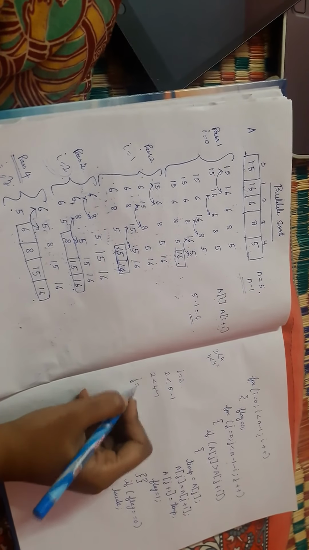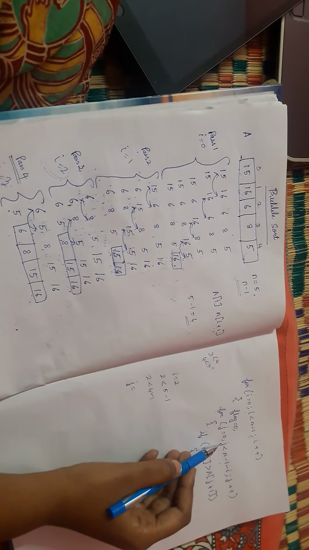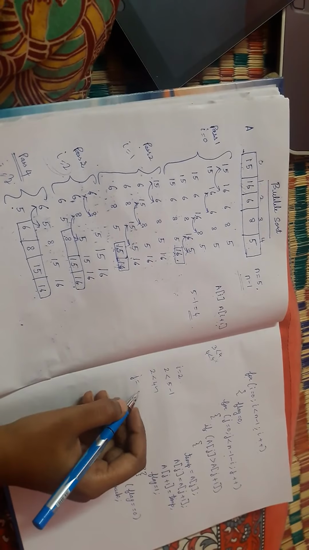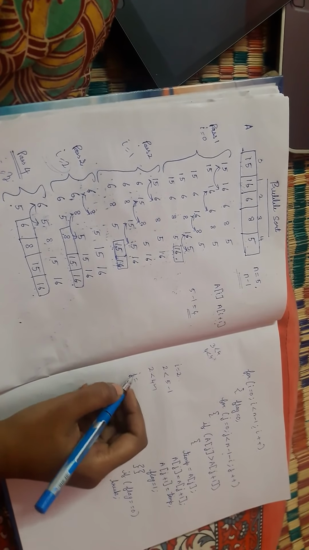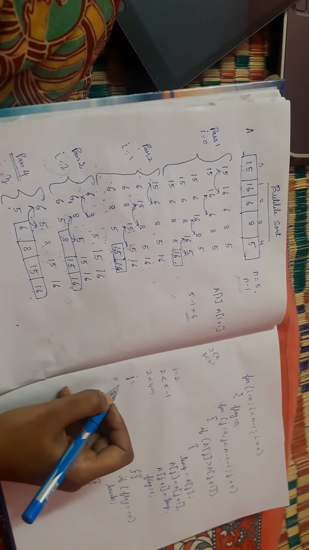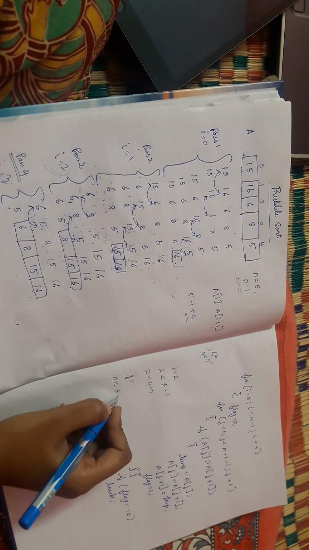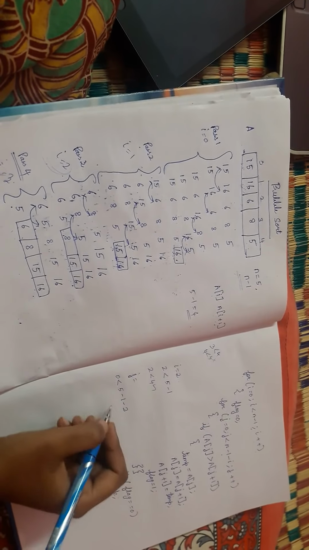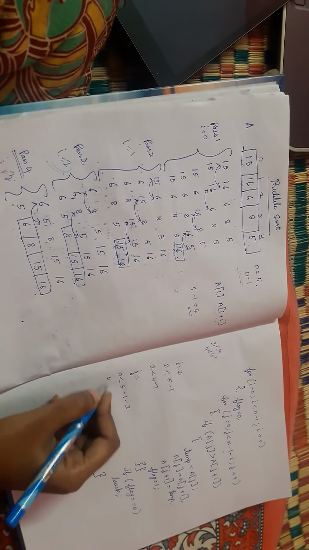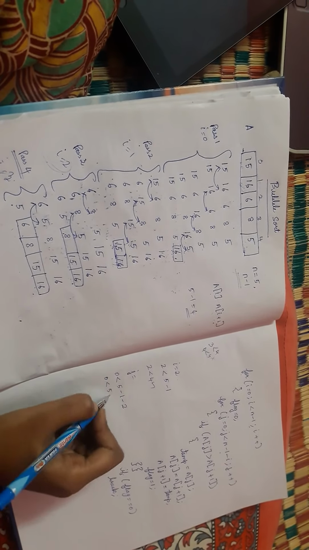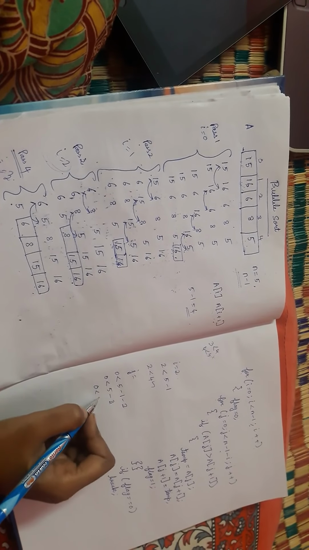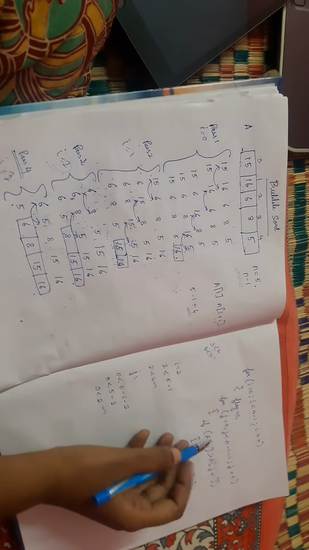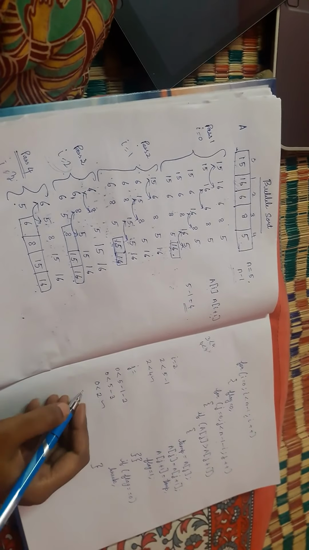The j value now is 0, and we are going to check the condition j less than n minus 1 minus i. The j value is 0. 0 less than n value 5 minus 1 minus i value, and here we have taken the i value as 2. Now calculate: 0 less than 5 minus 3, so 0 less than 2. Is this condition true? Yes. So this condition is true, which means we have to enter this if statement.